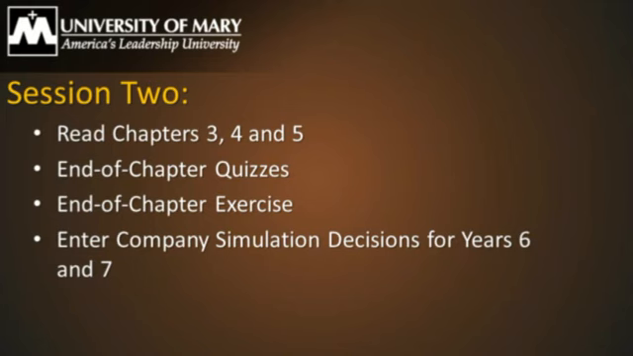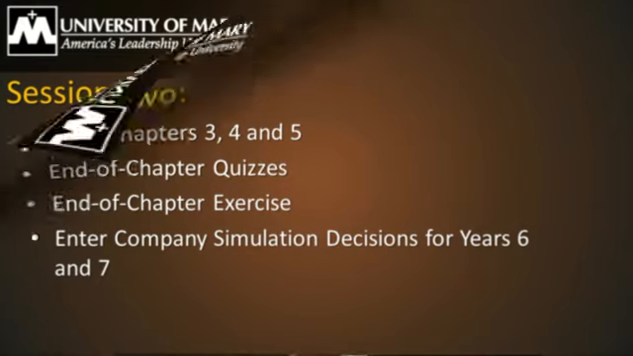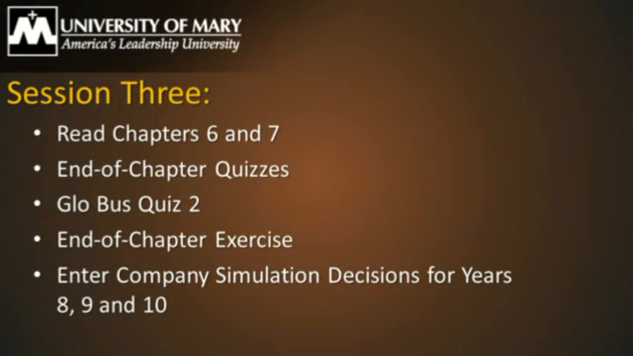For Session 2, you'll read Chapters 3, 4, and 5 and complete the end of chapter quizzes for those chapters. You and your co-managers will be completing the end of chapter exercises and enter your company simulation decisions for years 6 and 7. The company simulation decisions now count towards your grade. For Session 3, you'll read Chapters 6 and 7 and complete the end of chapter quizzes for those chapters, and you'll complete the Globus Quiz 2. You and your co-managers will complete the end of chapter exercises for Session 3 and enter decisions for years 8, 9, and 10 for the company simulation.